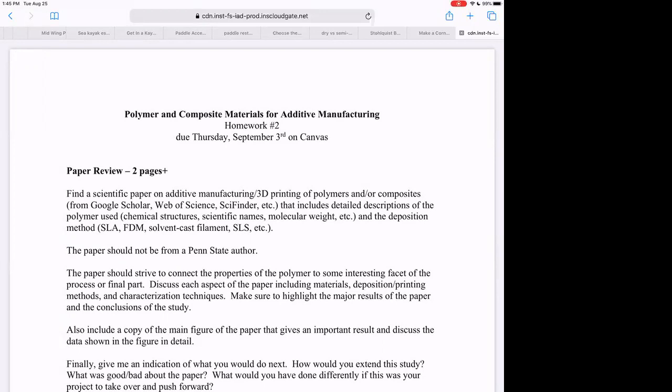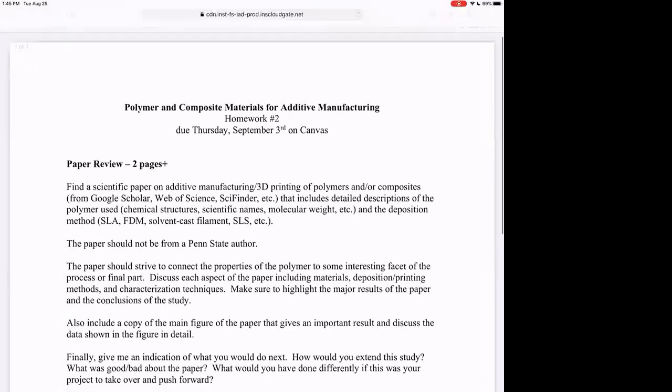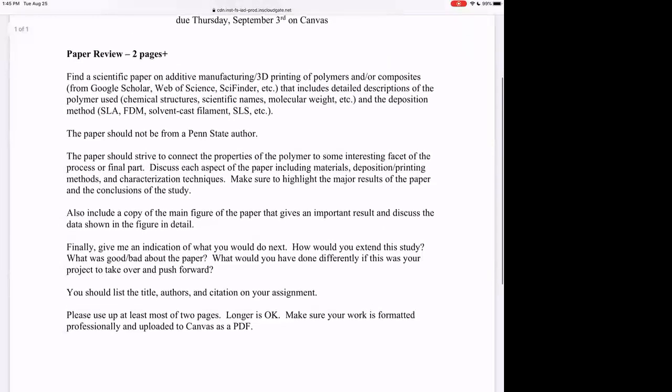Let me make sure this is not the... okay, I think we're good. This is not the great Zoom crash of the second day of class. Okay, so that's the homework.